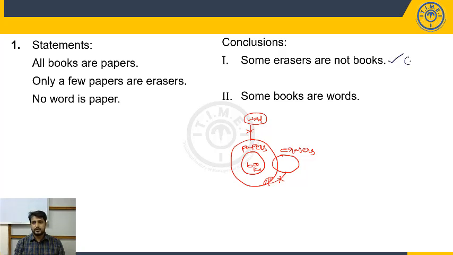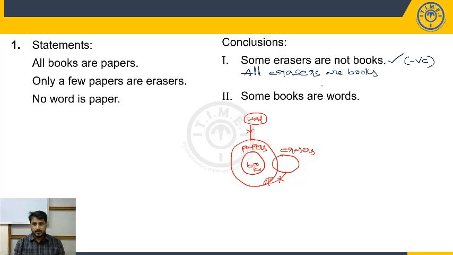But what kind of conclusion is it? A negative conclusion. When a negative conclusion is true, we will draw an alternate diagram to negate it. The complementary or contradictory pair of 'some erasers are not books' is 'all erasers are books'. We will try to prove this. If you are able to make it true using a Venn diagram, this conclusion will become false. If you are unable to make it true in any diagram, the conclusion will remain true.